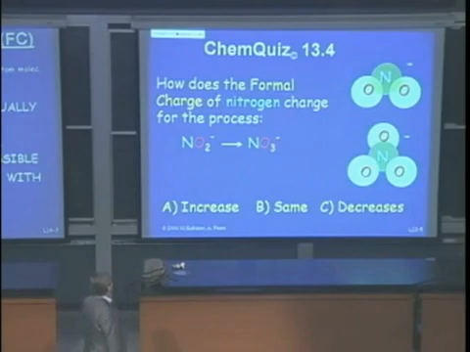So how does the formal charge of nitrogen change for the process? We have NO2 minus and we have NO3 minus. NO2 goes to NO3. The nitrogen has a formal charge here, and the nitrogen has a formal charge here. And I'm asking you how it changes. If I go from here to here, does the formal charge increase, stay the same, or decrease?